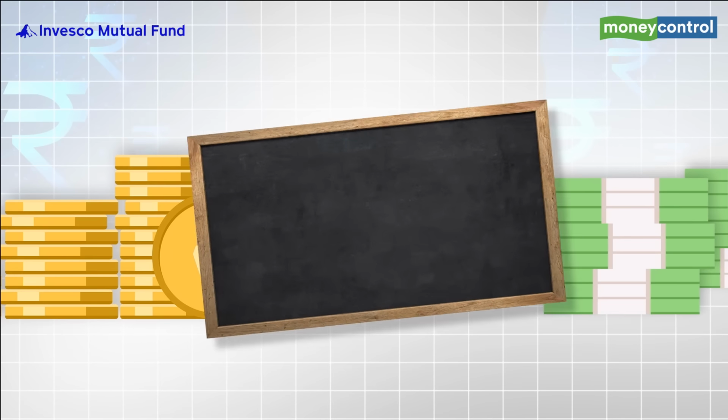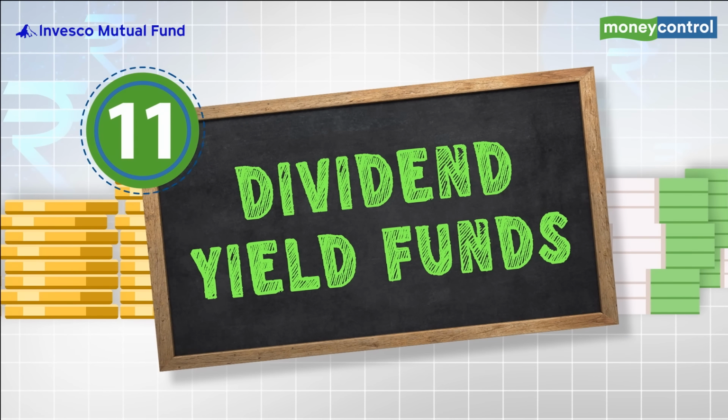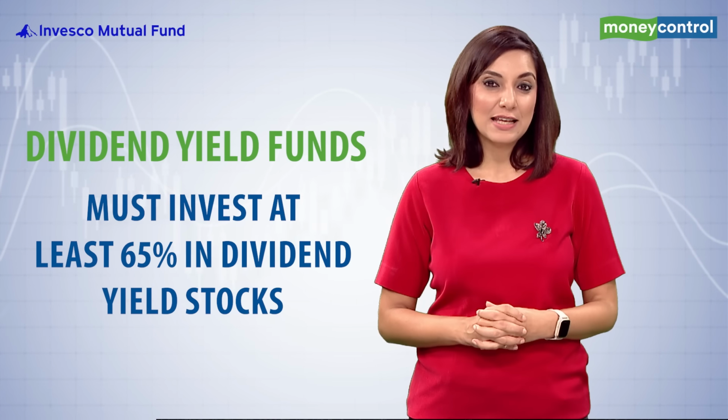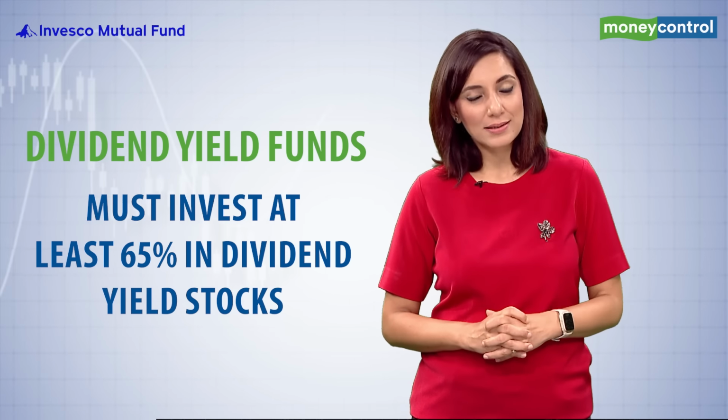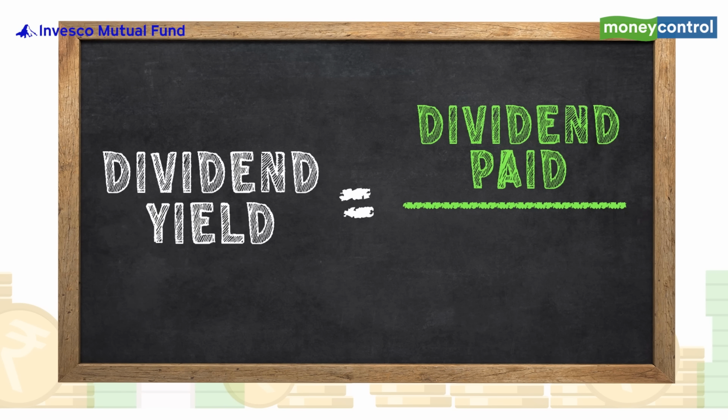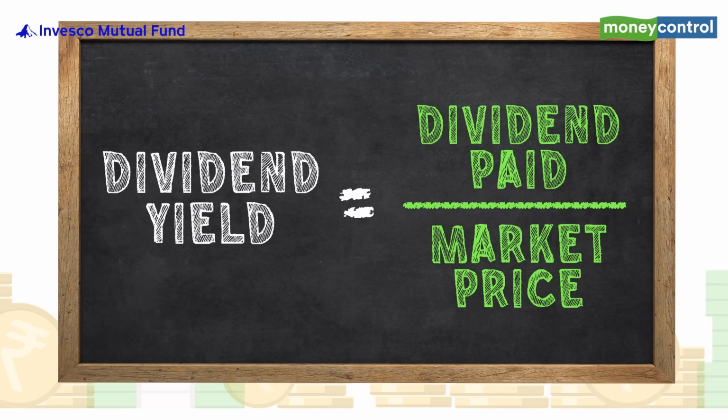And finally, it's the dividend yield funds, which is the smallest equity category. Now, this type of fund must invest minimum 65% in dividend yielding stocks. Now, how is the dividend yield calculated? Well, by dividing the dividend paid by the market price. So naturally, high dividend paying companies are chosen for investment over here. But high dividend is not the end objective. The dividend yield is what is important here.